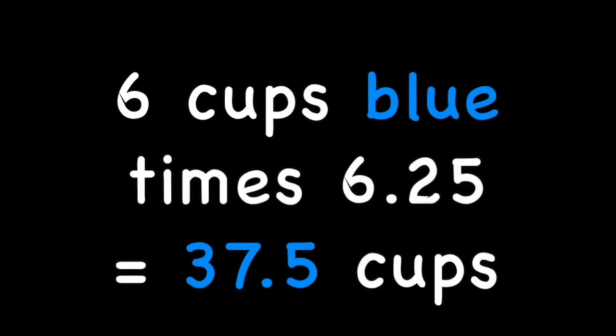In his first batch, the painter started with 6 cups of blue paint. We need to multiply those 6 cups by 6.25. That means for the batch of 100 cups of paint, the painter is going to need 37.5 cups of blue paint.